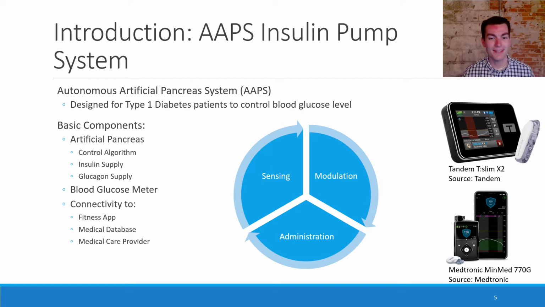The APS is comprised of the artificial pancreas, which itself houses the control algorithm, the insulin supply, and the glucagon supply. In addition, the APS module has a blood glucose meter and offers connectivity to a fitness app, a medical database, and medical care providers. When operational, the system functions in a cycle where the blood glucose meter first senses the patient's blood glucose level. It then performs modulation to determine if the patient needs insulin or glucagon. The system then administers the medication before repeating the process while operational.